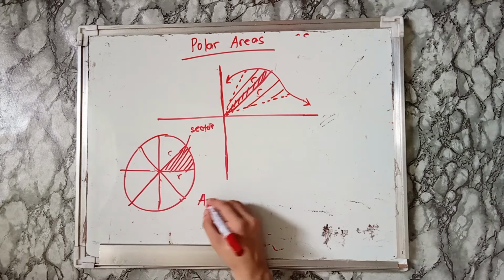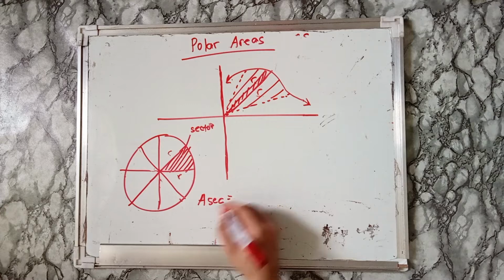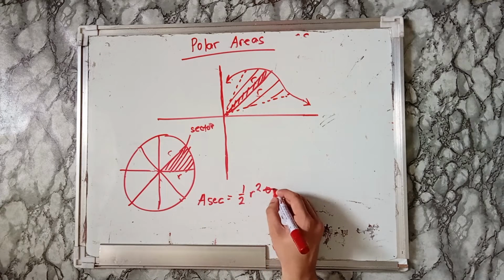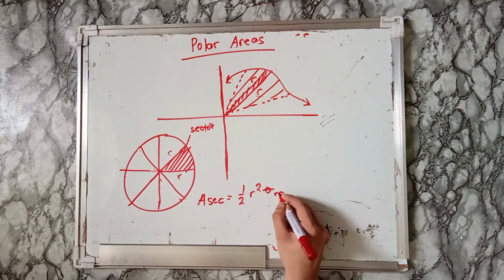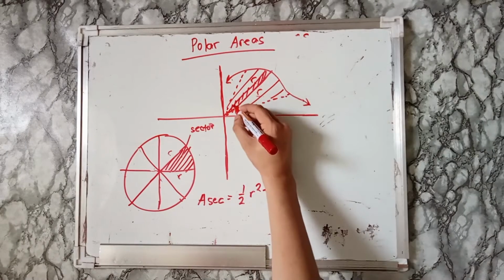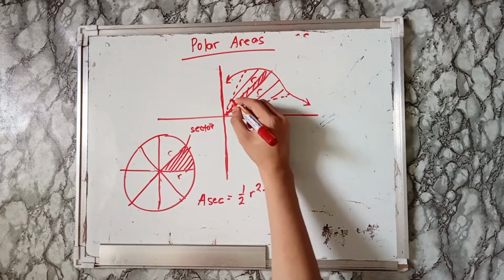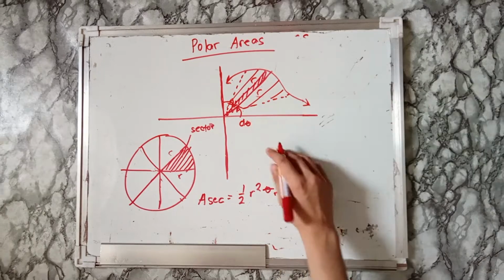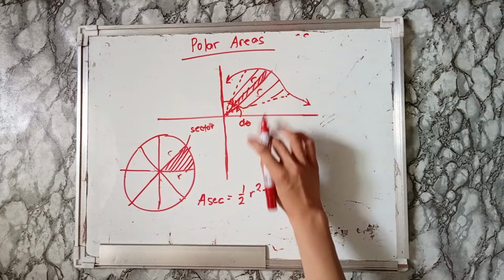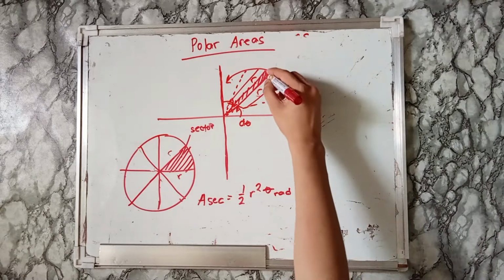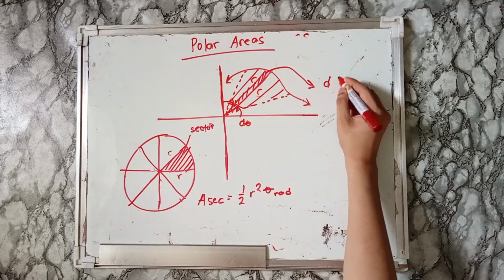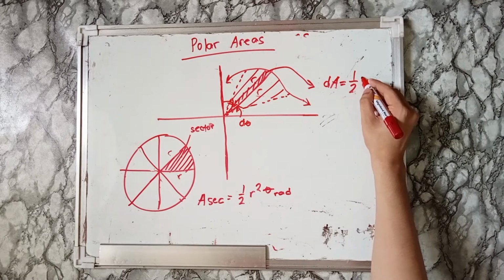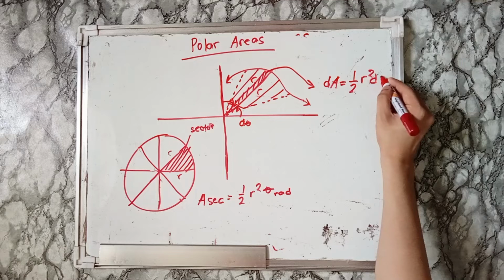Now the area of the sector is just 1/2 r squared theta, so this is in radians. Now going back here, this is just d theta, and of course the radius and the radius. Now if we find the differential area, this is just 1/2 r squared d theta.